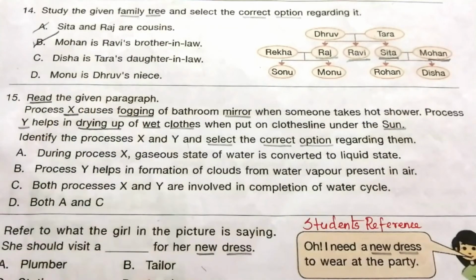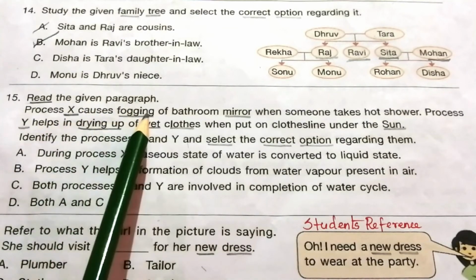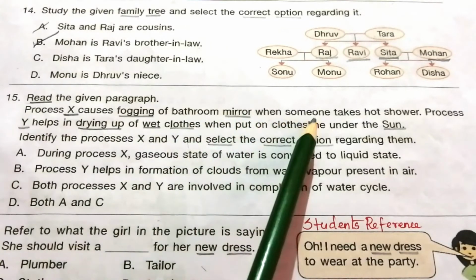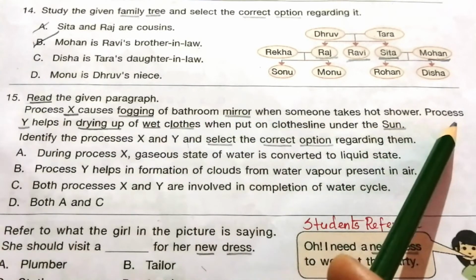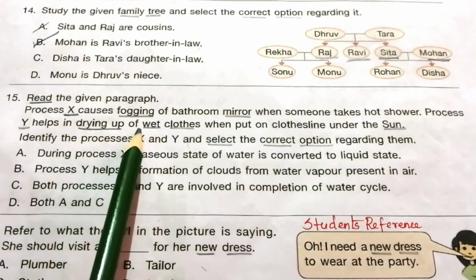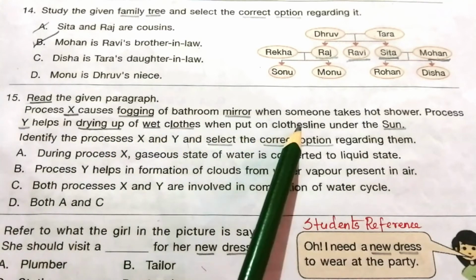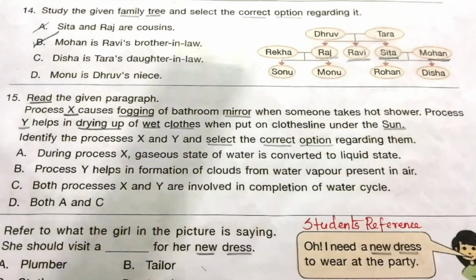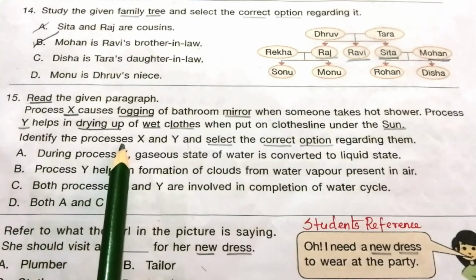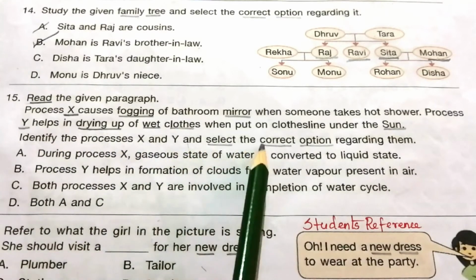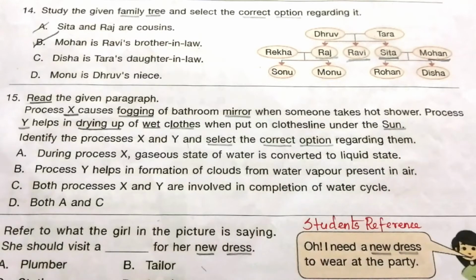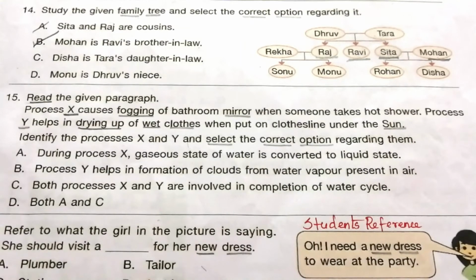15. Read the given paragraph. Process X causes fogging of bathroom mirror when someone takes hot shower. Process Y helps in drying up of wet cloths when put on cloths line under the sun. Identify the processes X and Y and select the correct option regarding them. You read the given 4 options and try to find out the answer.